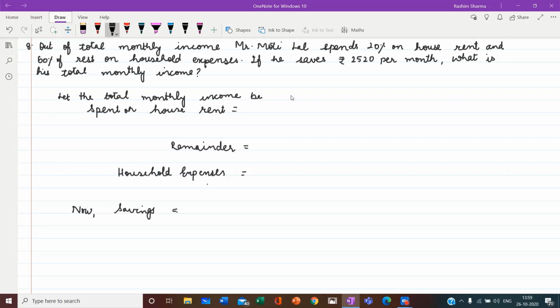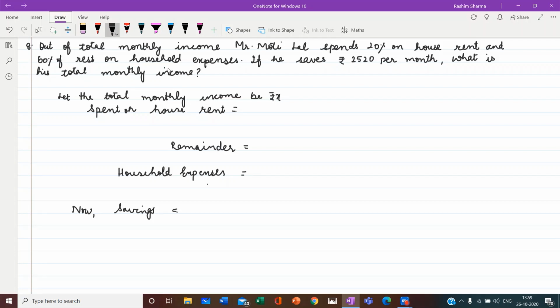Question number 8 is, out of total monthly income, Mr. Motilal spends 20% on house rent and 60% of the rest on household expenses. If he saves rupees 2520 per month, what is his total monthly income? Okay, so here we have all about monthly income. So we will take, let the total monthly income be rupees X.